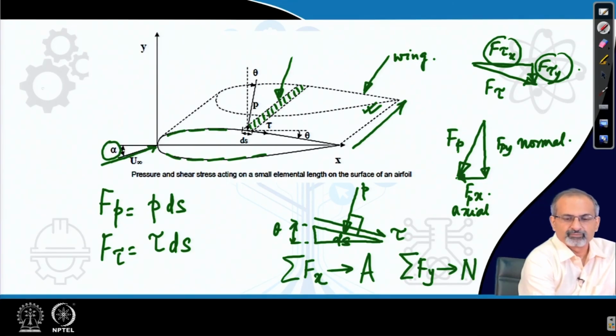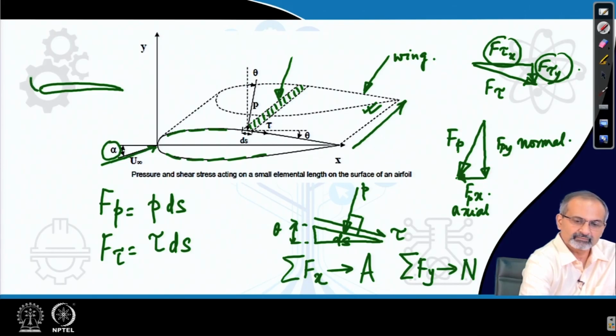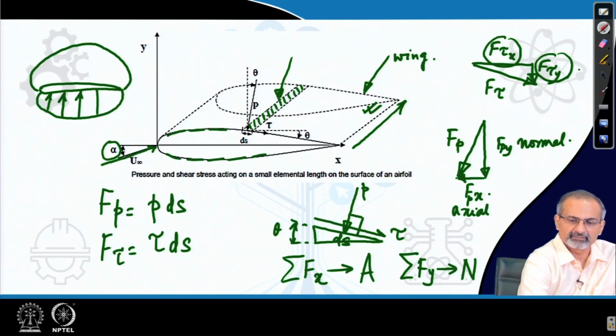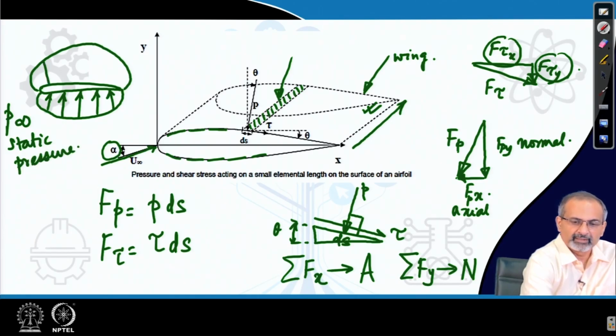Usually, when the airfoil is generating lift, the pressure distribution is such that you have a pressure acting on the lower surface of the airfoil which is above the free stream static pressure, and a pressure which is lower than free stream static pressure on the upper side.